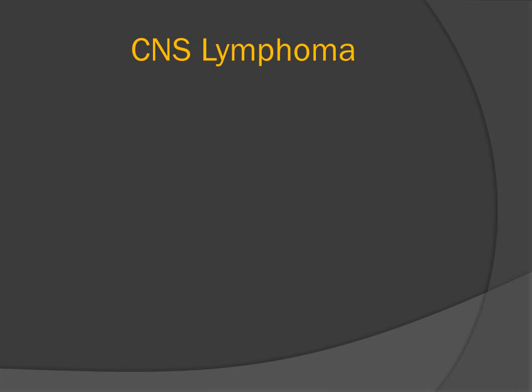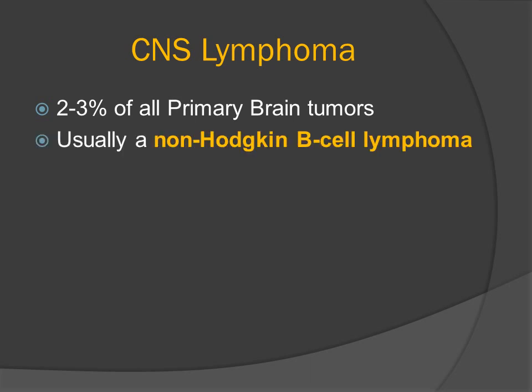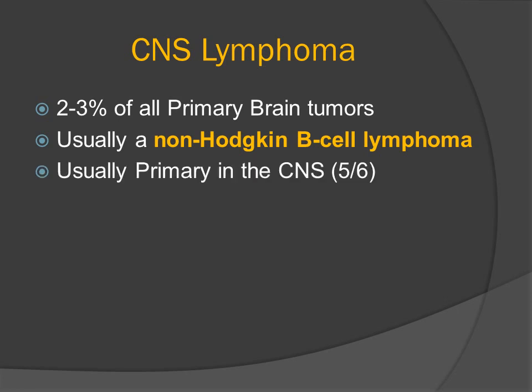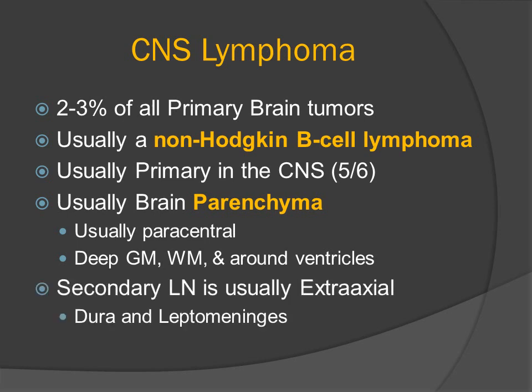Let's talk a little bit more about CNS lymphoma. CNS lymphoma represents 2 to 3% of all primary brain tumors. It is usually a non-Hodgkin's B-cell lymphoma. It is usually primary within the central nervous system without any extra CNS locations. It's usually within the brain parenchyma in a pericentral deep location involving both the gray matter and the white matter, and it may spread around the ventricles.